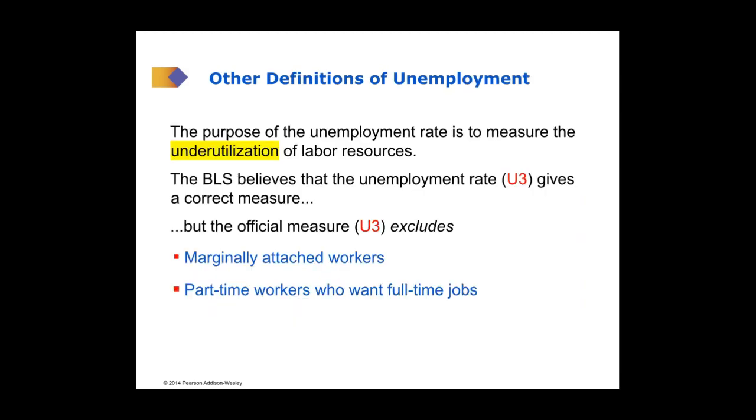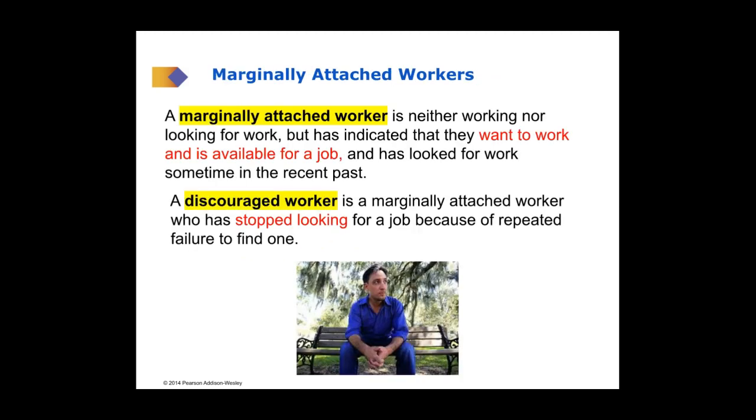So the reason that we study unemployment is we're trying to understand the underutilization of labor resources. And economists and the Bureau of Labor Statistics use U3 as the metric, as the correct measure. But U3, as we mentioned earlier, doesn't capture some of the people who are not working and maybe want to work, and that would be marginally attached workers and discouraged workers. So a marginally attached worker is someone who is not looking for work, hasn't met the category of looking in the last 4 weeks, but would work if a job was available.